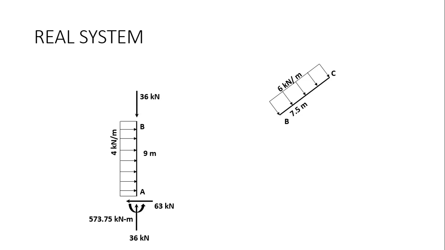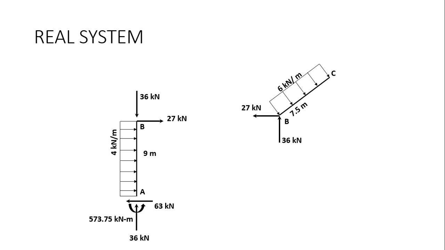So, dahil may 63 kilonewtons na pakaliwa, and then yung resultant ng uniformly distributed load ay 36 kilonewtons. So, 63 minus 36 is equal to 27 kilonewtons. So, pasa muna natin yung 36 sa kabila. The principle of transmissibility. Ito yung sinasabi ko na 27 kilonewtons. Ipasa rin natin siya sa kabila bilang opposite ang direction.